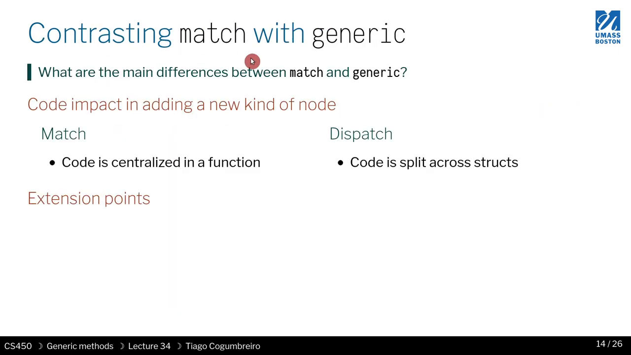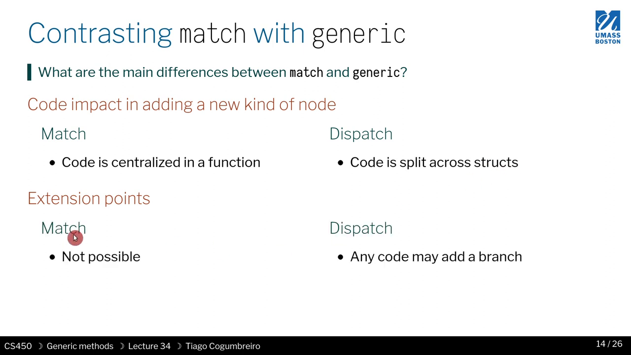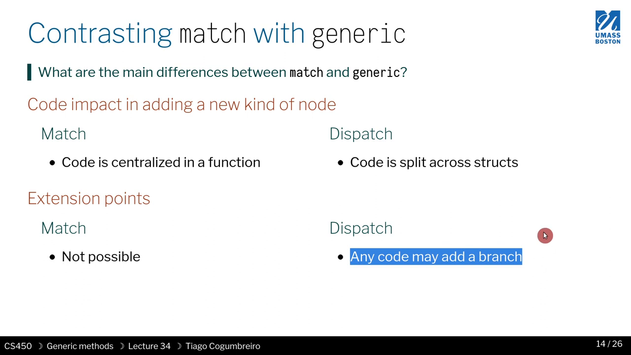So to summarize, the code impact of adding a new kind of node with match is that the code is all centralized, very clear what's going on. Maintenance is simpler. With dispatching, code is split around structs, possibly in different files. With match, it's not possible to extend. It's hard coded in that implementation. As soon as you ship it, it's fixed in place. Whereas with dispatching, any code can extend the behavior of that generic, which might be a problem.